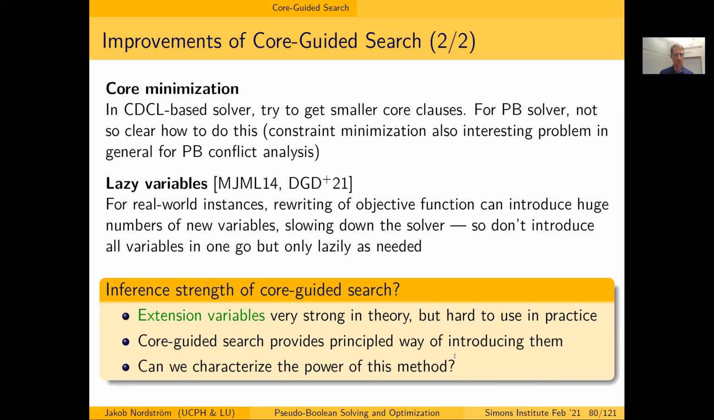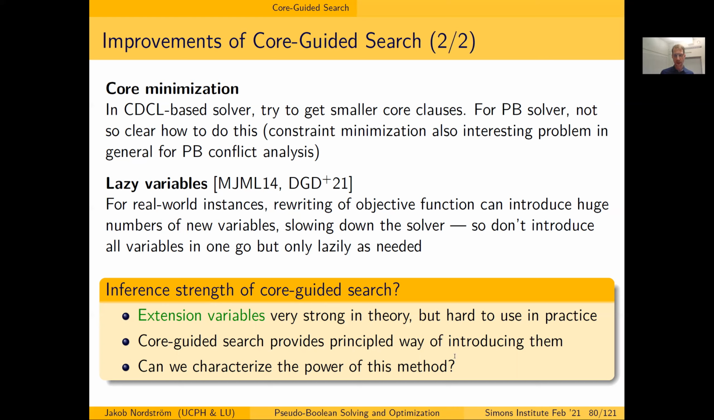Now, the problem with why these proof systems with extension variables are not used is that although they're strong in theory, it's very hard to see in practice what would be good heuristics to introduce extension variables and make use of them. But what is interesting here is that core-guided search provides such a heuristic for which extension variables you should introduce and why.